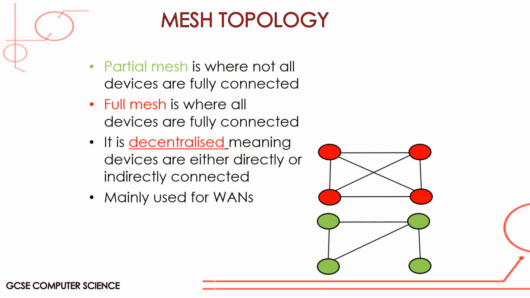A mesh topology is where all of the devices are connected together. You can have a partial mesh where almost all are connected and there might be one that isn't. This could be something like a printer not being connected to every device. The thing with a mesh topology is it's decentralized, meaning that there's no central point of failure. This is mainly used for WANs so that we can have packet switching across the internet.